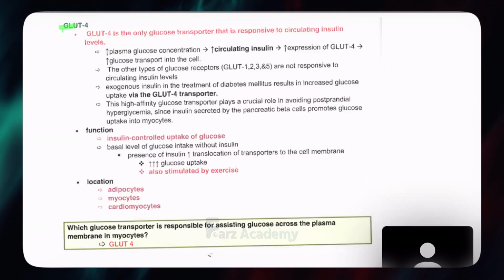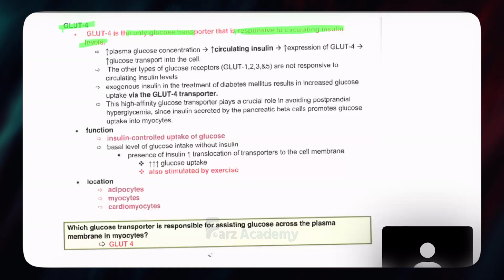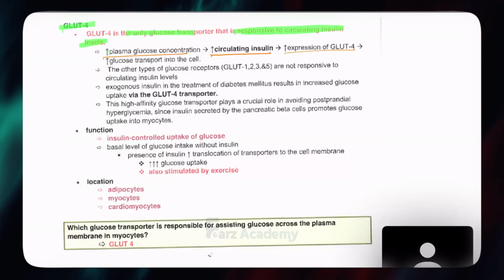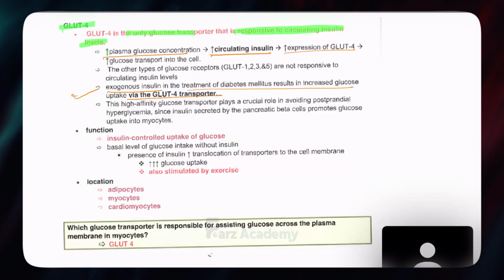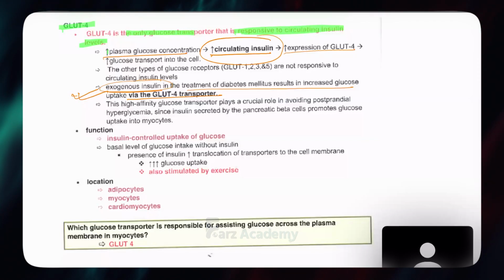So what is GLUT4? It is the only glucose transporter responsive to circulating insulin levels, that is, the blood insulin levels and glucose. Their relationship is controlled only by GLUT4. Whenever there is an increase in plasma glucose concentration, there is an increase in circulating insulin and an increase in the expression of GLUT4. Exogenous insulin in the treatment of diabetes mellitus also acts via the GLUT4 transporter. So any insulin in the blood, whether endogenous or exogenous, will be taken up by GLUT4. It is stimulated by exercise, and there is a basal level of glucose intake without insulin, while insulin controls uptake of glucose.